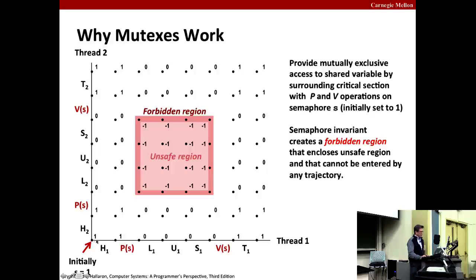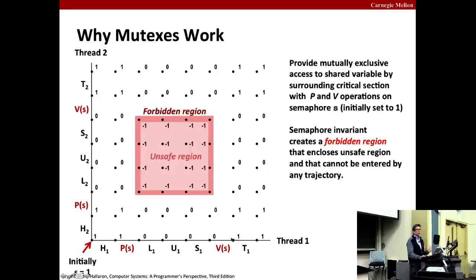Let's say we just move along, executing thread 1. After H1, the semaphore is 1. We do the P. The semaphore is 1, so P just decrements it and proceeds. Now the semaphore value becomes 0, and it remains 0 until we execute the V. When we finish executing the V, the semaphore is 1 again.